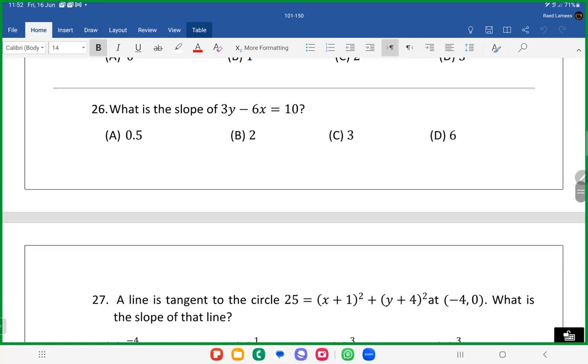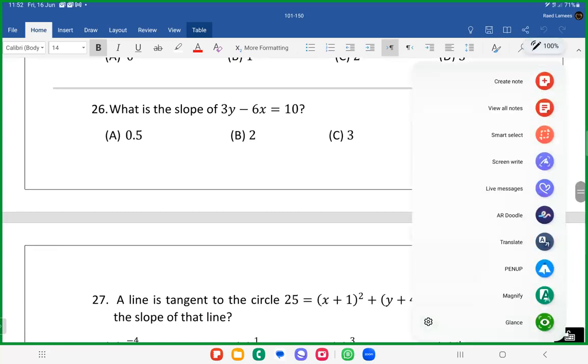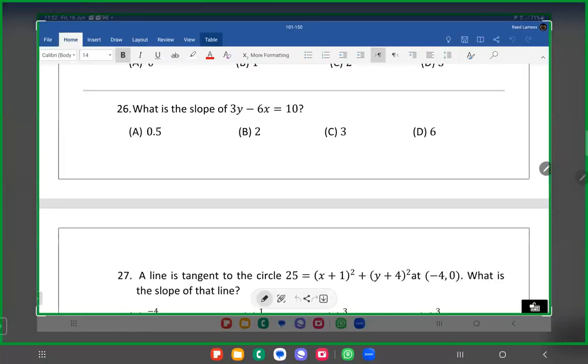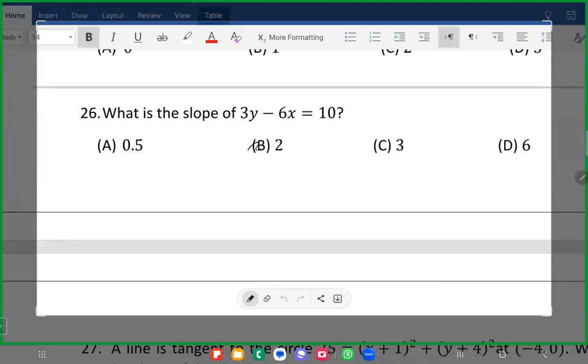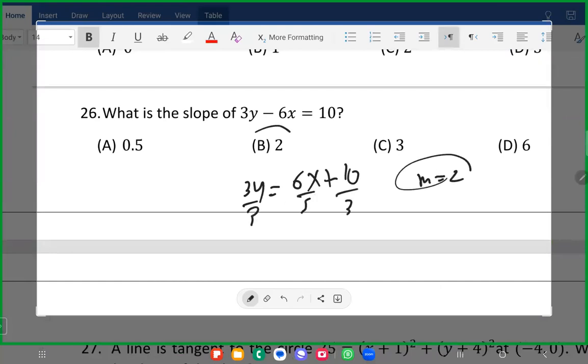طيب هذا السؤال مباشرة شو بعمل؟ شو السلوب في الحالة؟ على طول 3y is equal 6x plus 10, divide by 3, so m is equal to 2 مباشرة.